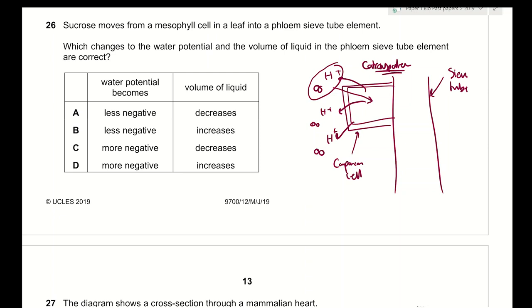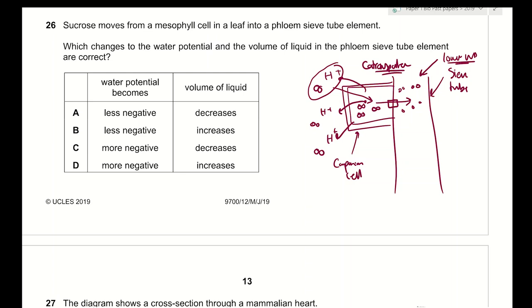By hydrogen ions down the concentration gradient and sucrose against the concentration gradient. Now, sucrose is present in the companion cell. What happens is that the sucrose moves into the phloem sieve tube elements through the plasmodesmata down the concentration gradient. Therefore, there is an increased sucrose concentration in the phloem sieve tube elements and a lower water potential in the phloem sieve tube elements.